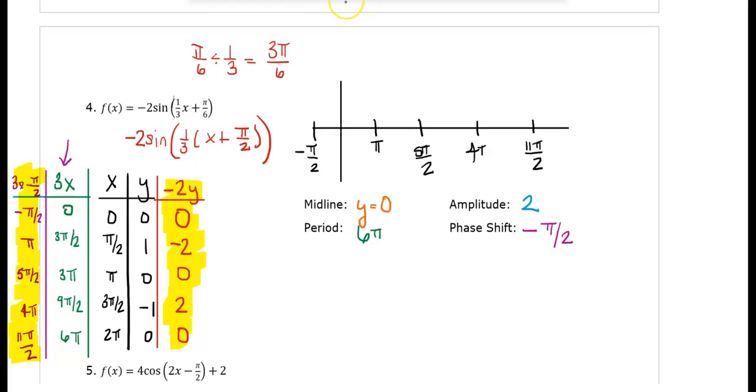Oh, wait, I forgot. I gotta label my y-axis. My y-axis goes down to -2 and up to 2. Okay, so at -pi/2, we're at 0. At pi, we're at -2. At 5 pi/2, back to 0. At 4 pi, up to 2. And at 11 pi/2, back to 0. So I got something like that. Okay?